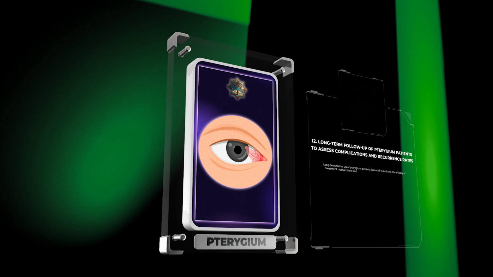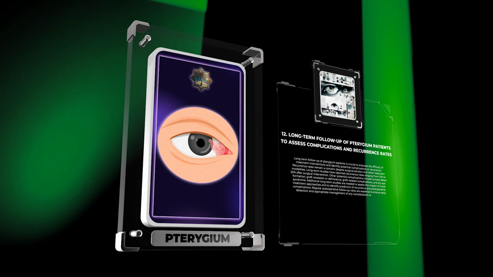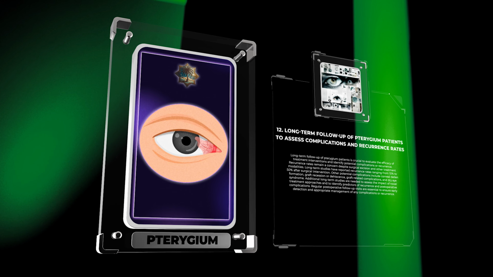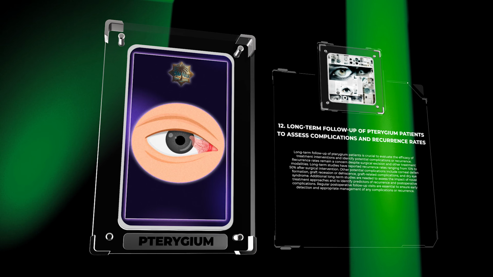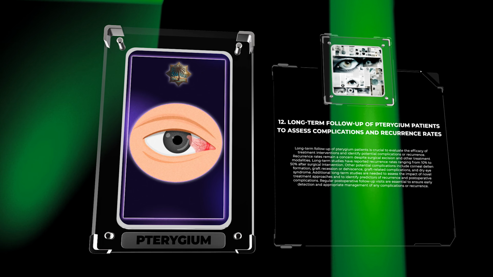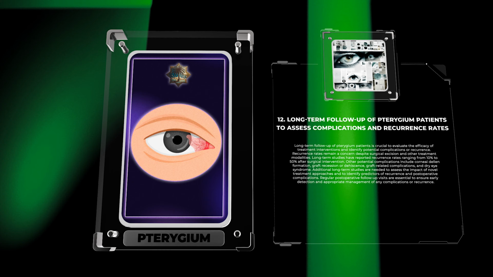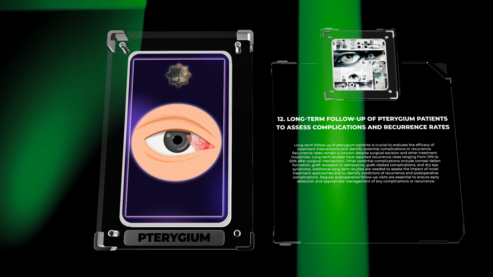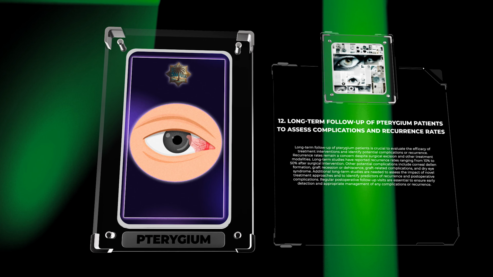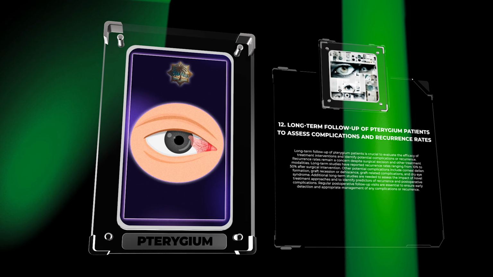Long-term follow-up of pterygium patients is crucial to evaluate the efficacy of treatment interventions and identify potential complications or recurrence. Recurrence rates remain a concern despite surgical excision and other treatment modalities. Long-term studies have reported recurrence rates ranging from 10% to 50% after surgical intervention.